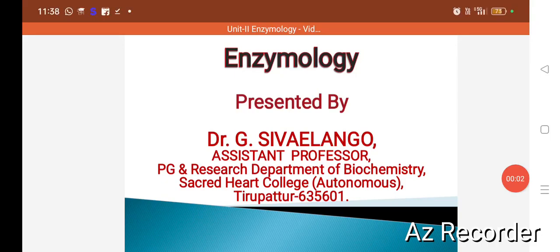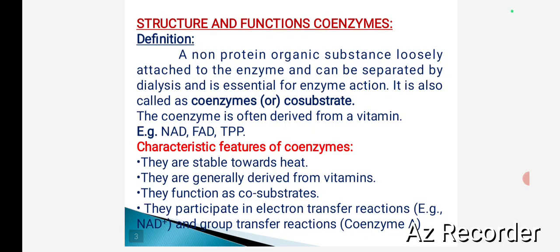Dear friends, good morning. Today we can discuss the structure and functions of coenzymes. Definition: a non-protein organic substance loosely attached to the enzyme, which can be separated by dialysis and is essential for enzymatic action. It is also called a co-substrate or coenzyme. The coenzyme is often derived from a vitamin, for example NAD, FAD, thiamine pyrophosphate.